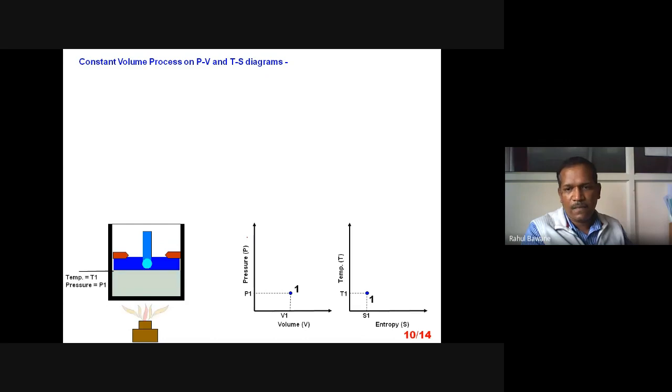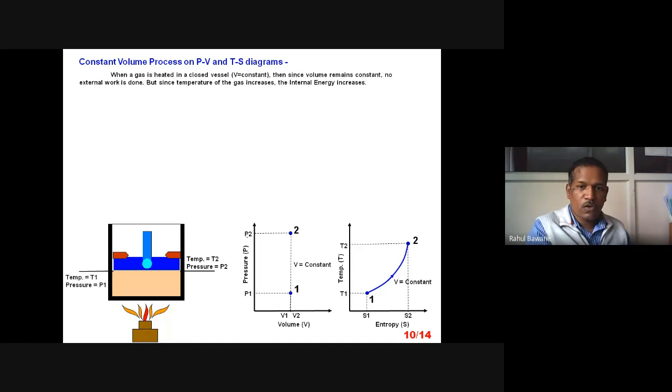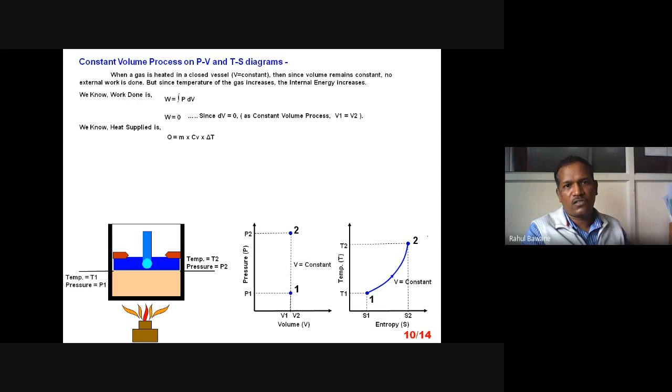State 1 is shown. When heat is provided, due to the stopper it cannot be moved, so pressure will rise and temperature will rise. On the PV diagram, we get a rise in pressure at constant volume, and as heat is added the temperature rises, so entropy will increase and we get a curvy path. So this is the constant volume process. Remember, for a constant volume process, it is a vertical path on the PV diagram and a curvy path on the TS diagram. This is our representation for the constant volume process.